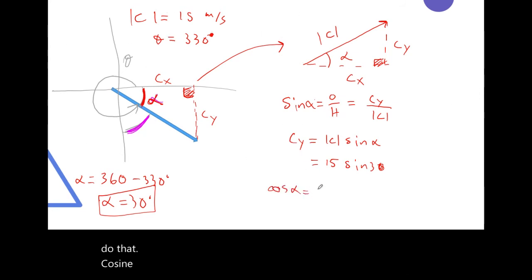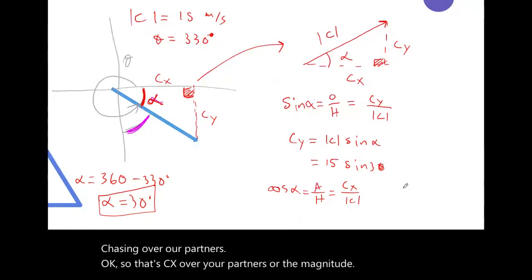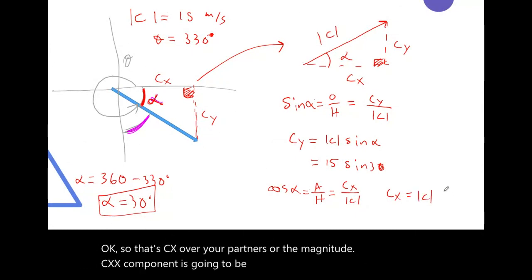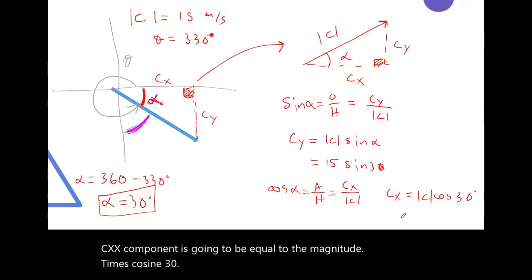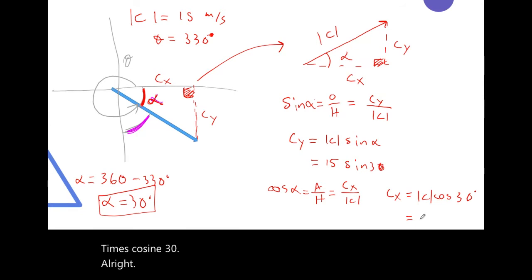cosine of alpha is going to be adjacent over hypotenuse. So that's cx over the hypotenuse with the magnitude. So cx, the x component, is going to be equal to the magnitude times cosine 30. All right, so that's 15 times cosine 30.